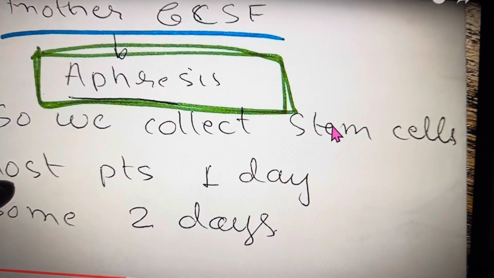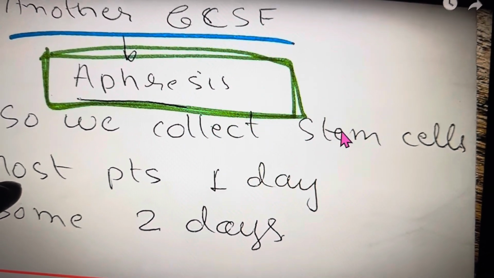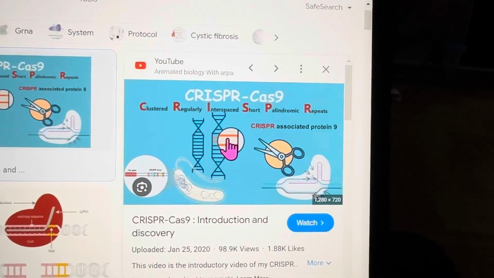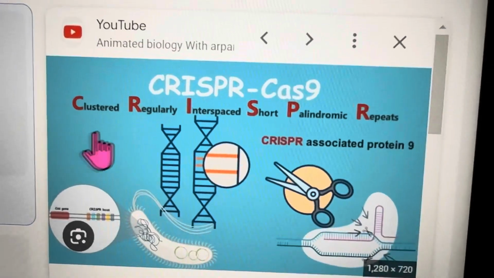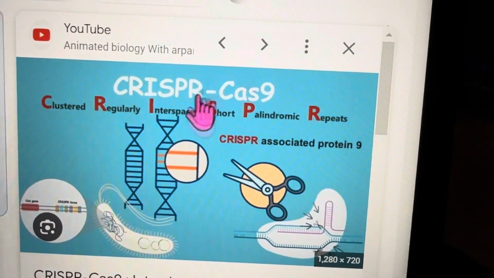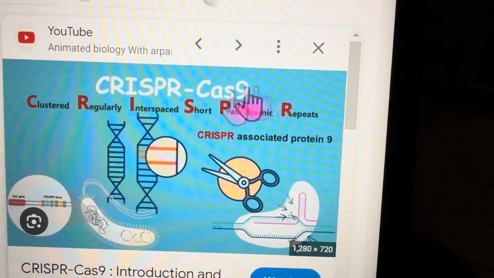Now let's talk about how we prepare the stem cells for our particular study of gene editing. The principle used in gene editing is called the CRISPR-Cas9 complex. So what is CRISPR? Clustered regularly interspaced short palindromic repeats. And Cas9 is the CRISPR-associated complex 9.